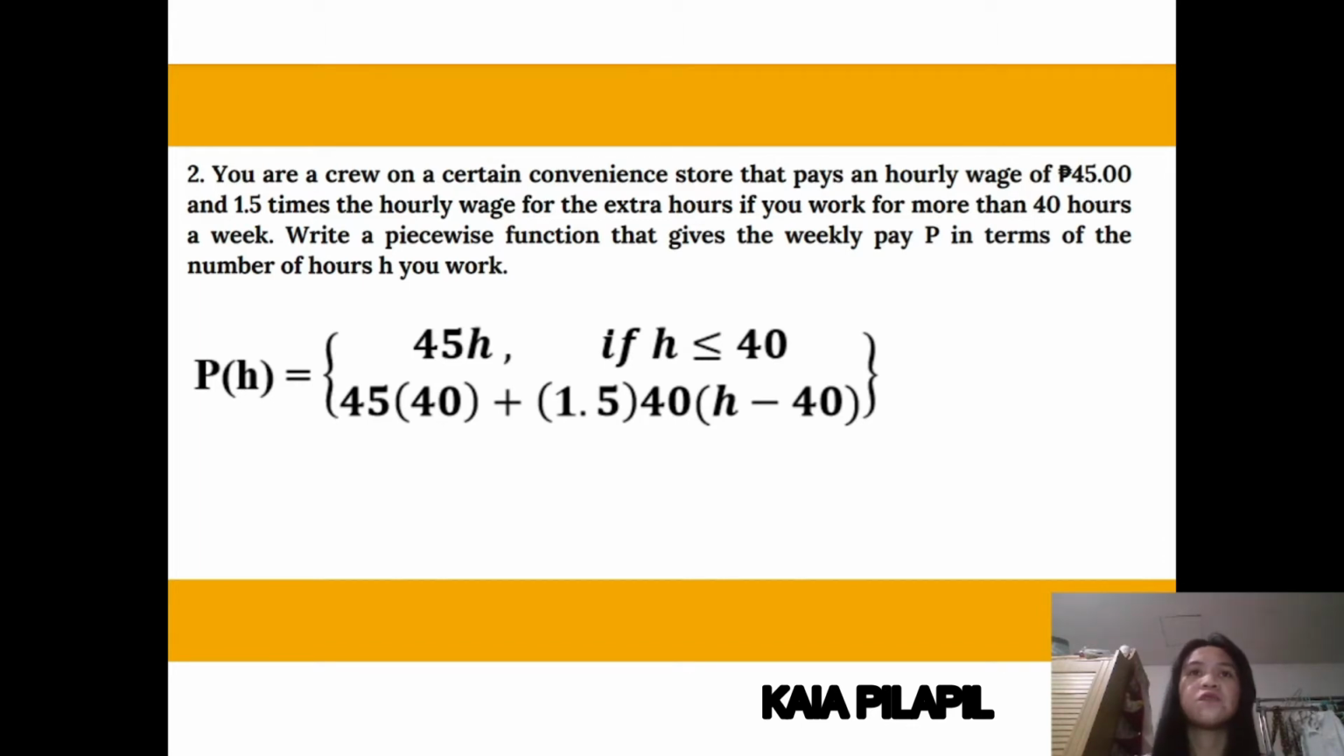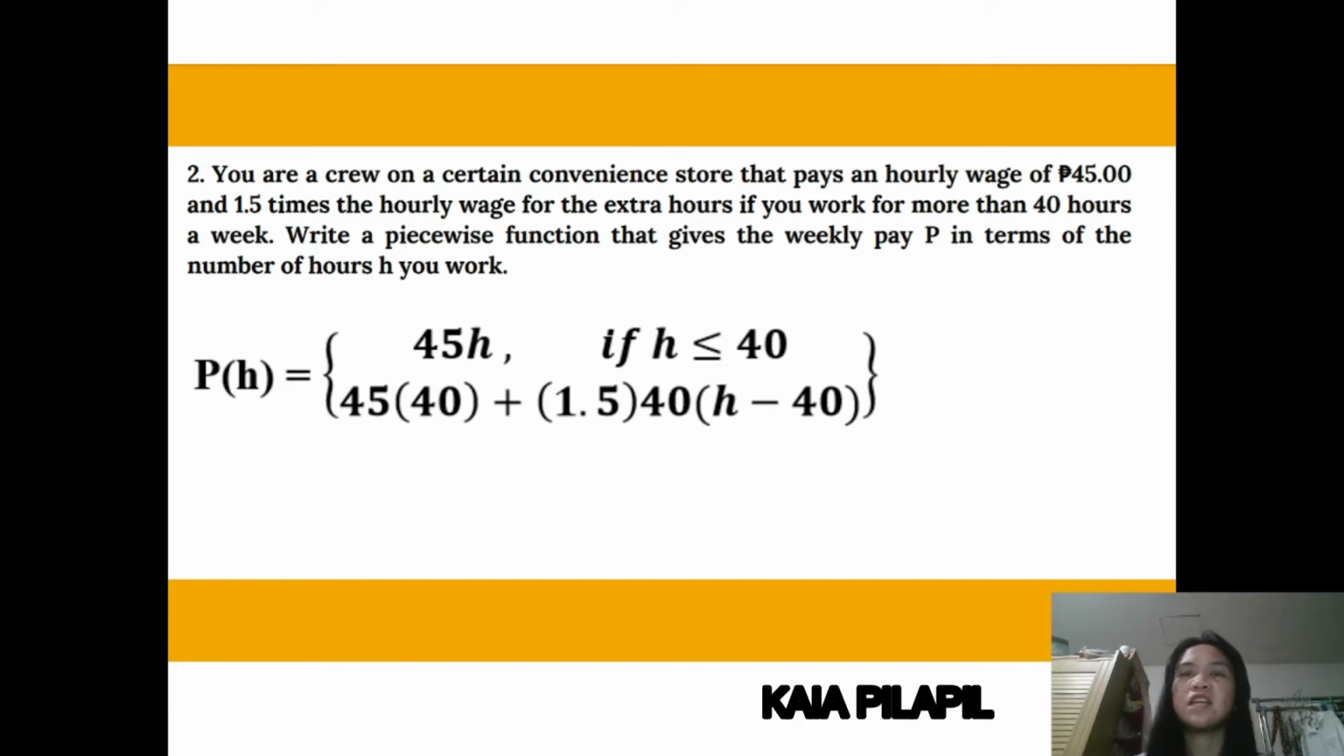So what if you work extra hours, or you work overtime? The number of hours you work, which is 40, is counted. So, first 45 times 40. And then you add the overtime wage, which is 40 times 1.5. Since you worked overtime, you put h minus 40.